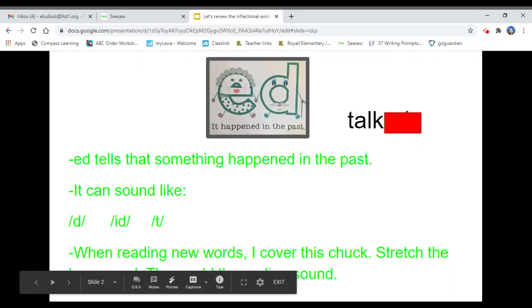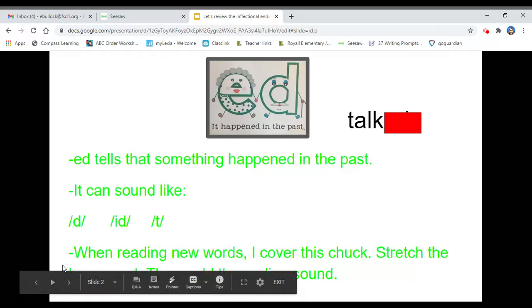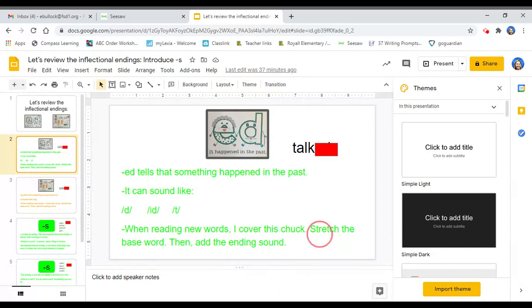So let's think about what we learned about this ed ending. It tells us that something happened in the past. So that means that it already happened. It can make the sounds like d or id or t when added to the end of a word. When reading new words, I cover up this chunk, ed, stretch the base word, then I go and add the ending sound. Okay, I'm going to exit my screen so I can show you.